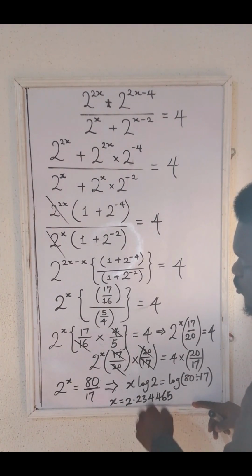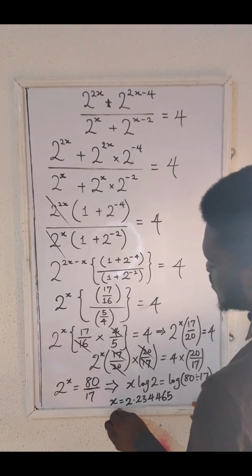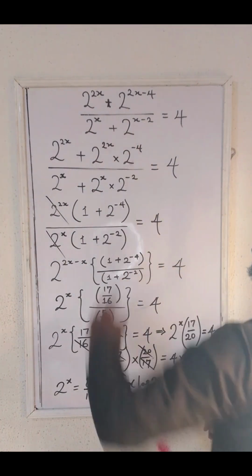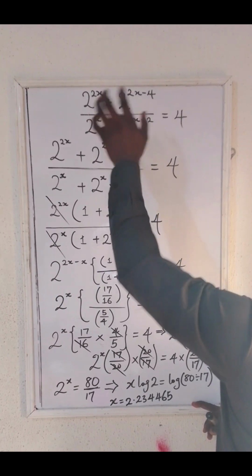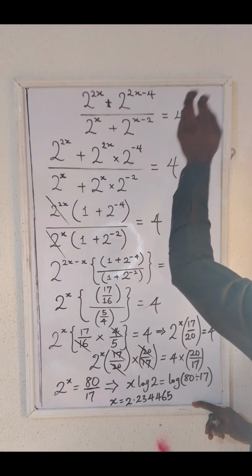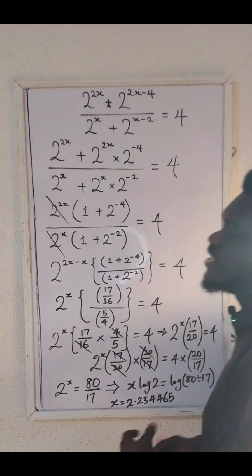And how are you going to know that you are correct? Simply carry this value for x and plug it back into this equation, and make sure you are doing it very, very correctly. You are finally going to get an answer 4. That is just how simple it is.